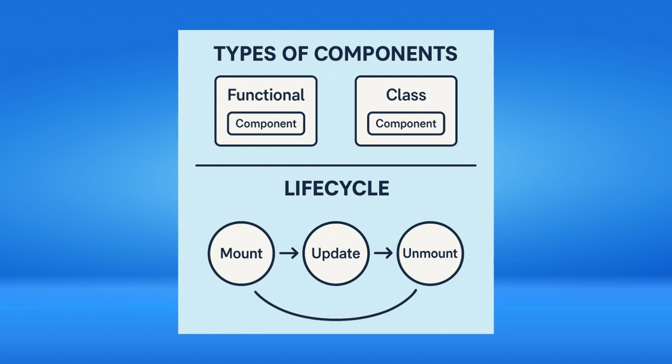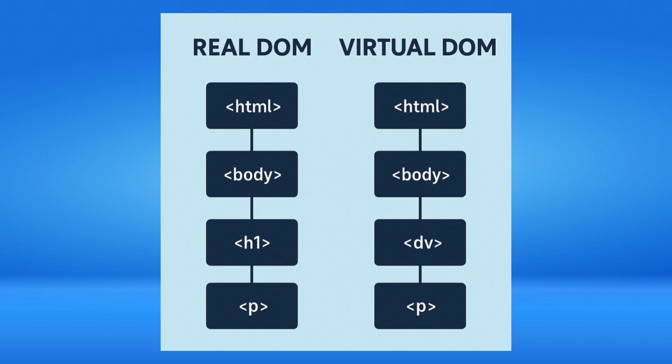React components go through a series of stages. These are called lifecycle methods, which are mount, update, and unmount. Let's first talk about mount. When the mount function is invoked, the component is created and inserted into the DOM. Update happens when state or props change. React re-renders the component. Next, when unmount is called, the component is removed from the DOM. React uses a virtual DOM, which improves performance, predictability, and cross-platform support.